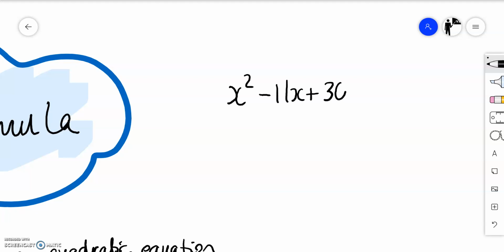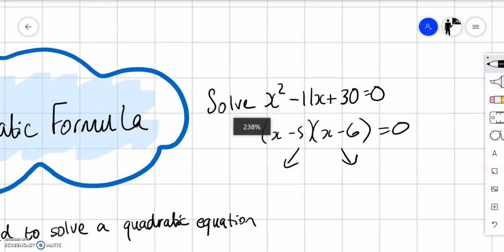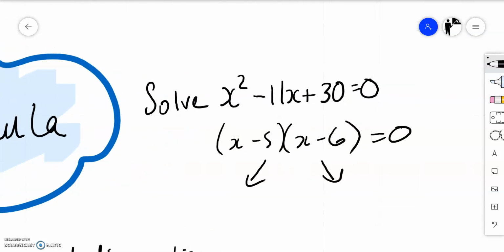11x plus 30 equals 0, and the question might say solve. And if that were the case, we would factorise that into our two brackets, and then we would split those brackets and solve them. But sometimes there are expressions that are not easy to factorise. Sometimes there are expressions that cannot be factorised, but we still can solve them.